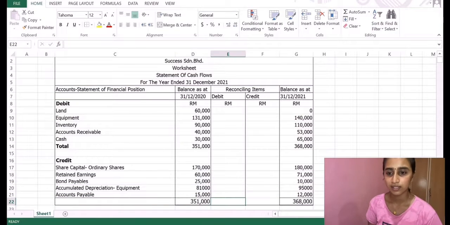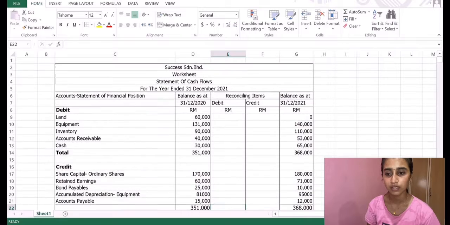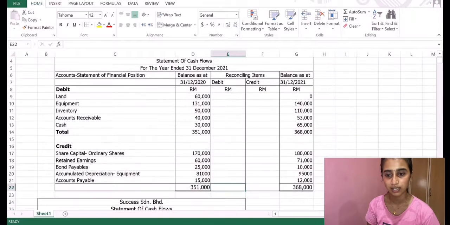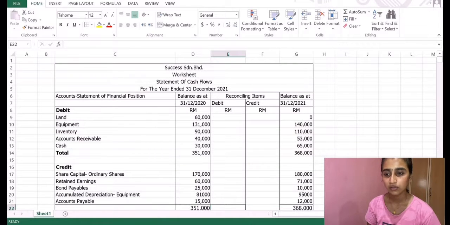I'm going to explain how to prepare a statement of cash flow. Before we prepare the statement of cash flow, we have to fill up the worksheet given to us. For the worksheet, we are given the balance at 31st December 2020 and the balance at 31st December 2021. So we have to find the difference between both values.